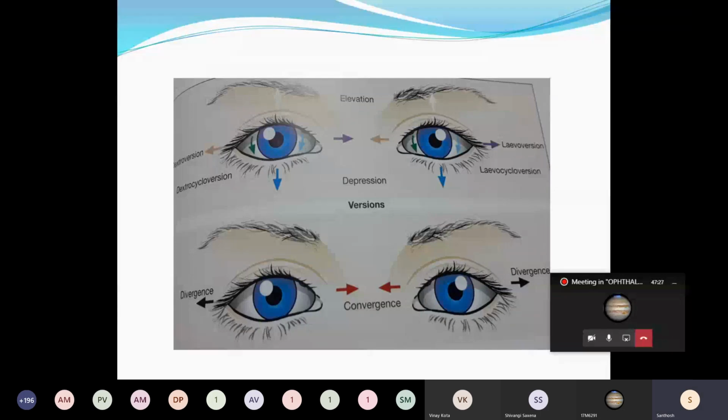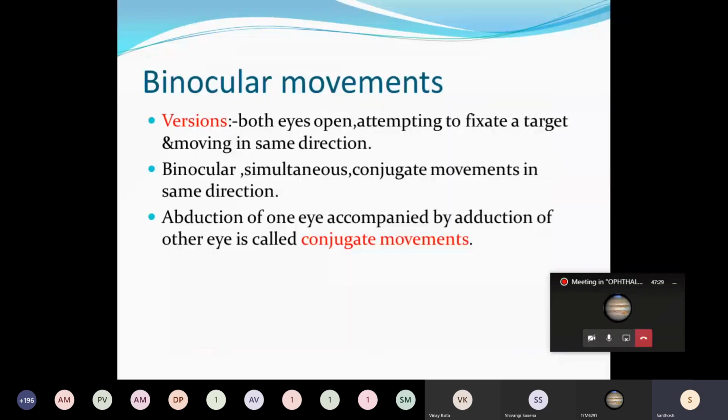These are the diagrammatic representations of various movements of the eyeball. Now coming to the binocular movements, there are a few terminologies that you have to remember, even though what I described figuratively explains all the movements. There are a few terminologies which are attached to the binocular movements.